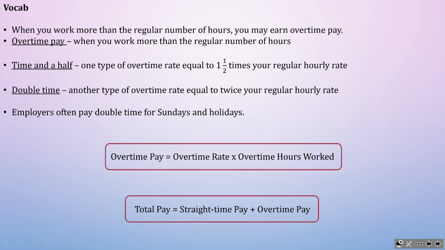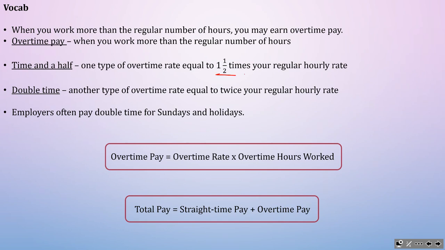Some major vocab that you need to know. When you work more than the regular number of hours, you may earn overtime pay. Normally regular hours at most jobs is 40, so overtime pay would be when you work more than those 40 hours. One type of overtime pay is time and a half. It's equal to 1.5 times the hourly rate.